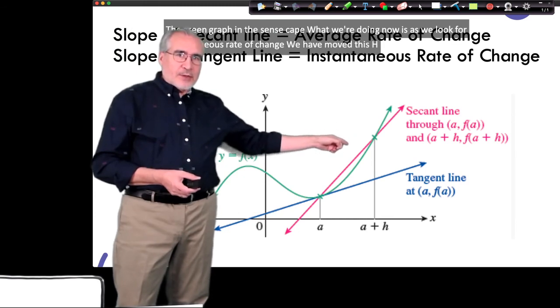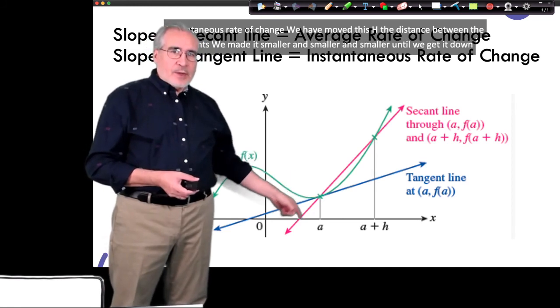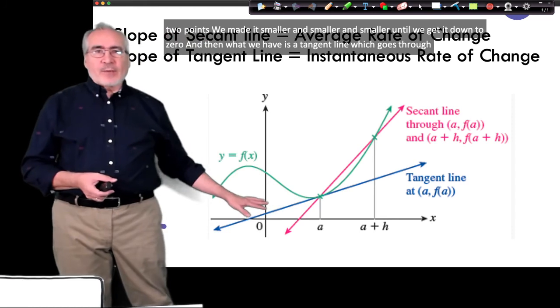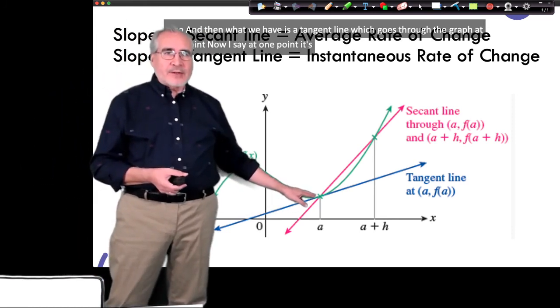Okay. What we're doing now is as we look for instantaneous rate of change, we have moved this h, the distance between the 2 points, we made it smaller and smaller and smaller until we get it down to 0. And then what we have is a tangent line which goes through the graph at one point. Now I say at one point, it's tangent at one point. We're getting the slope at one point.